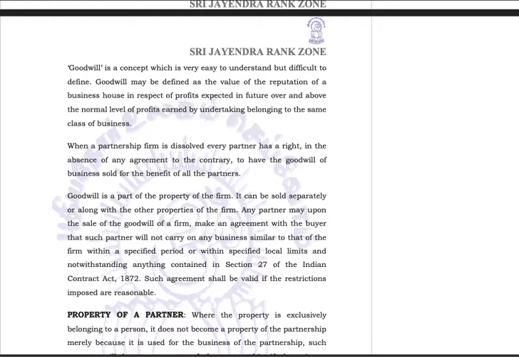If he has sold the goodwill of the firm for 1 crore rupees, then he must distribute this 1 crore rupees between all partners. He cannot say, I'll keep all those 1 crore rupees. Okay. Goodwill is a part of the property of the firm. It can be sold separately or along with other properties of the firm.